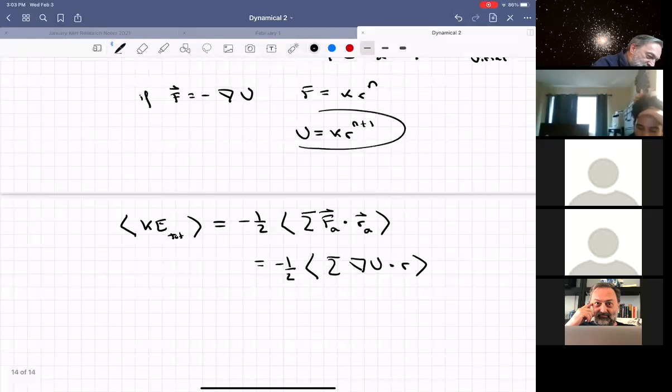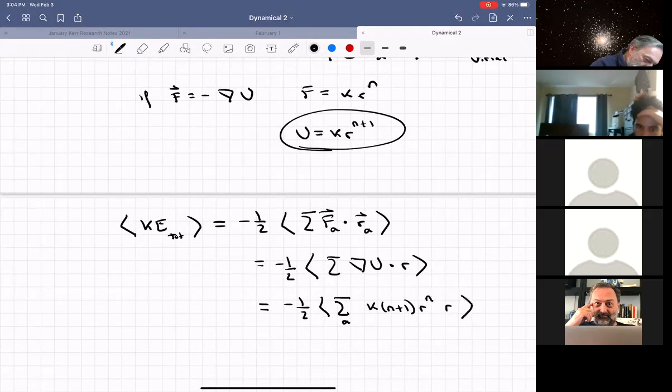But if u has this form, then taking the gradient just brings down the n plus 1. Right? So if u depends on r and you're trying to take the gradient of it, then it brings down just an n plus 1. Oh, and I've killed the minus sign here because the force is minus the gradient of u.